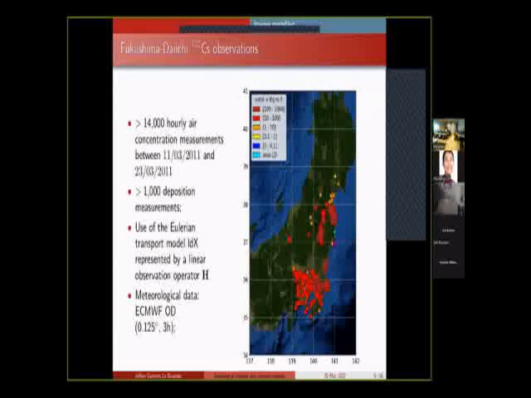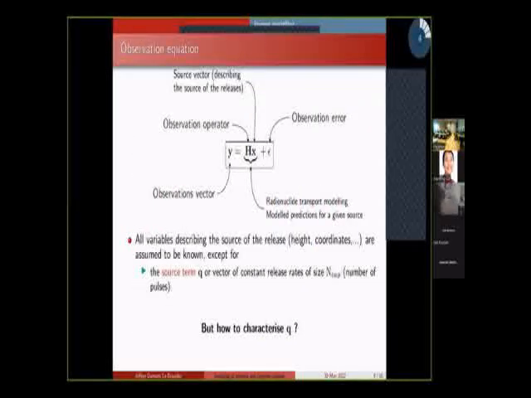So with the observations Y and the transport model H defined, we can build the inverse problem, which is based on the observation equation, which is written here. So it's just basically the equations which links an observations vector Y with predictions vector Hx, and the predictions vector is a result of the multiplication of the observation operator, so the atmospheric transport model, with the source. So the source vector describing the source of the releases. Just a note, H is representing the radionuclide transportation for a unitary source. So there is an important hypothesis of linearity.